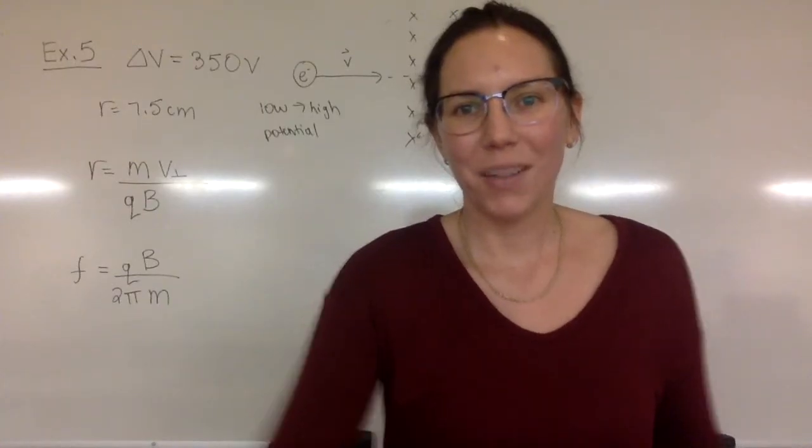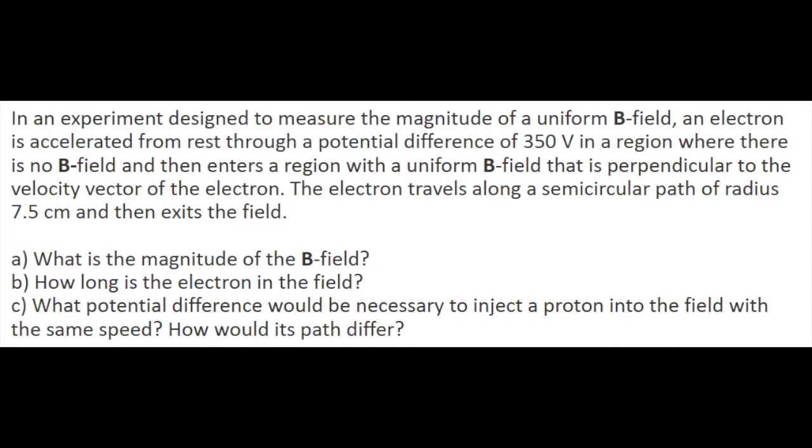Okay, moving on to example 5. In an experiment designed to measure the magnitude of a uniform magnetic field, an electron is accelerated from rest through a potential difference of 350 volts in a region where there is no magnetic field, and then enters a region with a uniform magnetic field that is perpendicular to the velocity vector of the electron. The electron travels along a semicircular path of radius 7.5 centimeters and then exits the field. Part A is, what is the magnitude of the magnetic field?